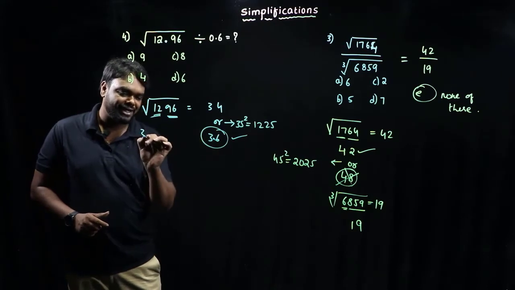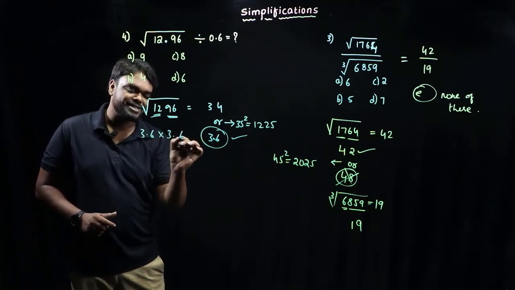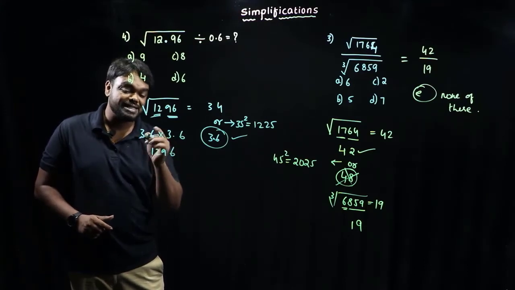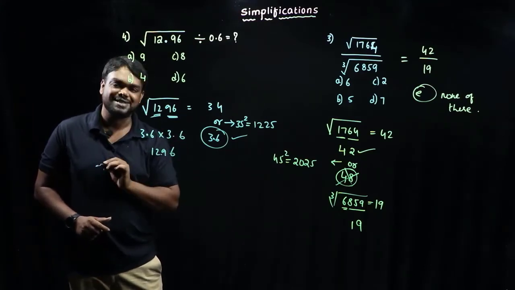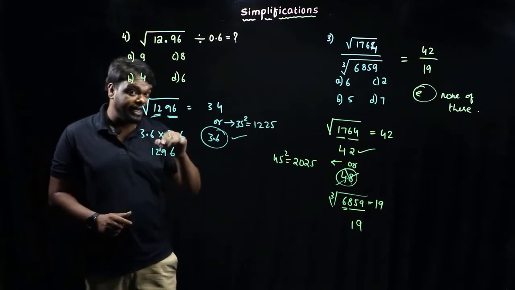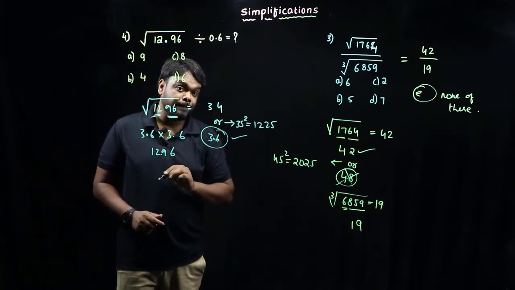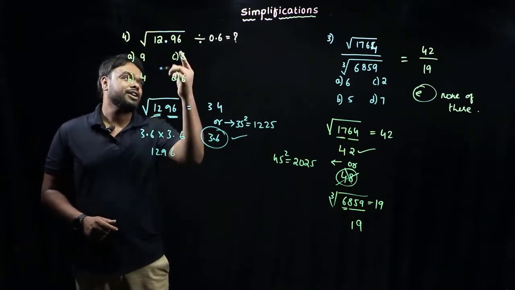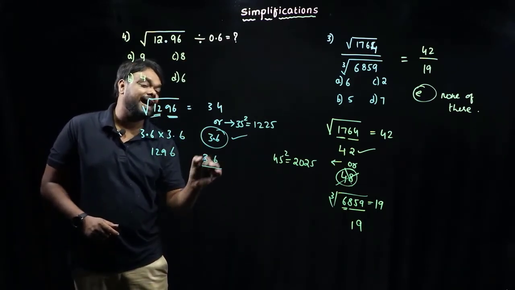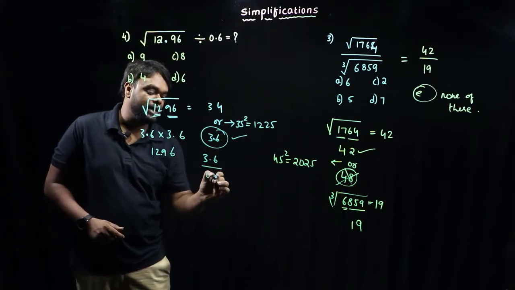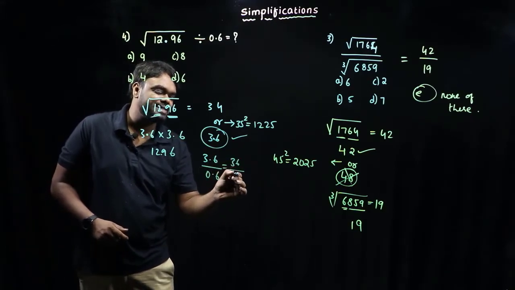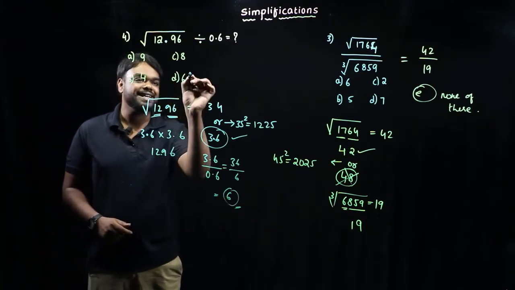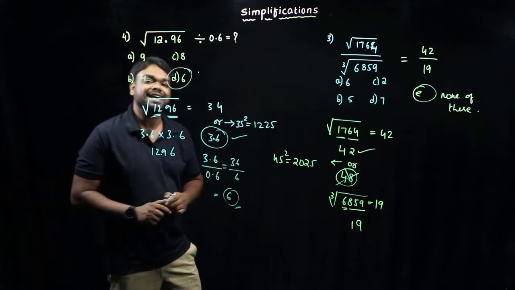Still confused? Think about it. 3.6 into 3.6. The 36 into 36 is 1296. After a decimal point, 1 digit, 2 digit. Right? So this is how you identify how many digits you should place after the decimal point. So this is basically 3.6. Now our final answer is 3.6 divided by, what do we have? 0.6, which is same as 36 by 6. Our final answer must be 6. And do we have the option? Yes, option B must be our final answer.